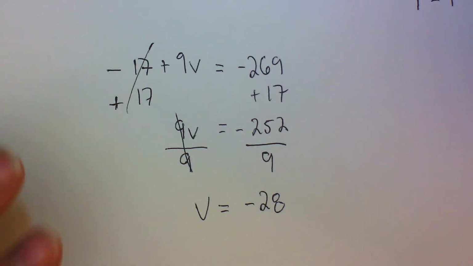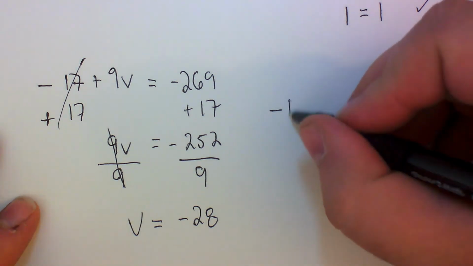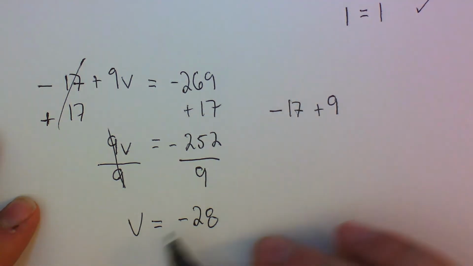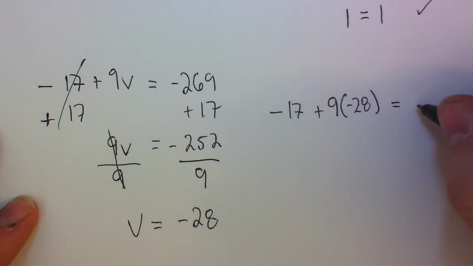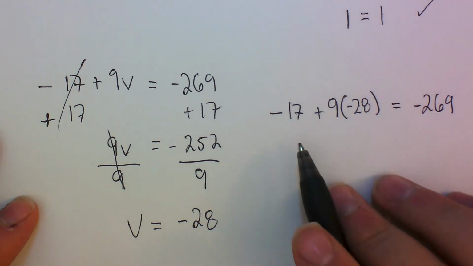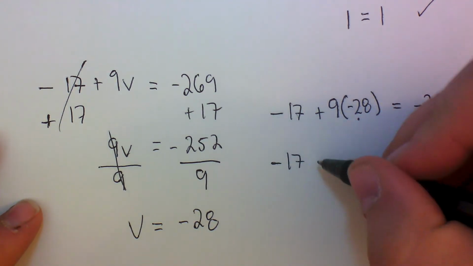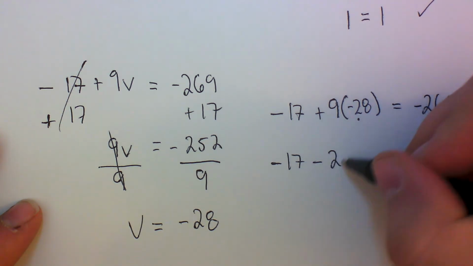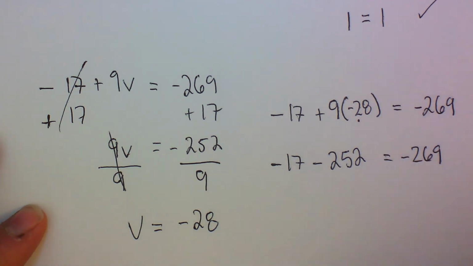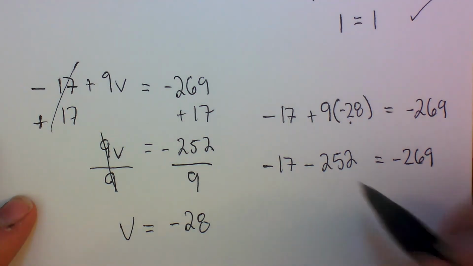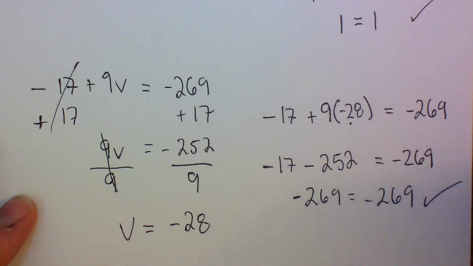Now to prove that, I'd simply take my statement back here, negative 17 plus 9 times v, and I found that v was negative 28. So I'm going to put that in there like this. And I'm going to prove that it's negative 269. So negative 17 plus 9 times negative 28. Well, 9 times negative 28 is negative 252. So that's what we have there. Equals negative 269. And so now I just combine my terms and I get negative 269 is equal to negative 269, and that is true.